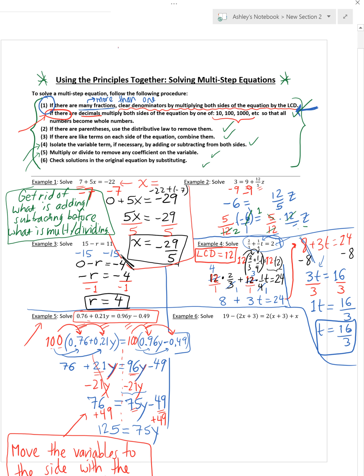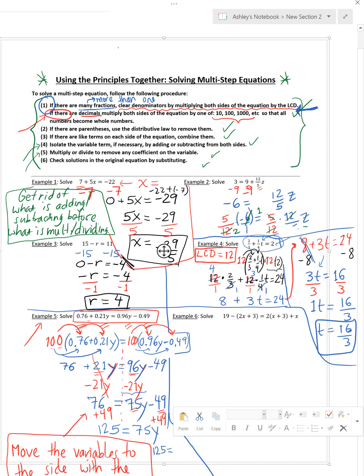Sorry about that. Alright, so we got 125 equals 75y. Now there's only one thing left to do. Get rid of that 75, huh? I'm going to rewrite it real quick here so we have more room. 125 equals... Uh-oh.